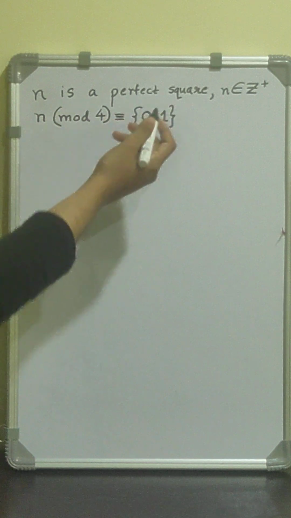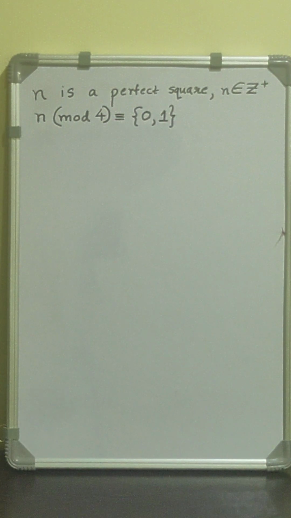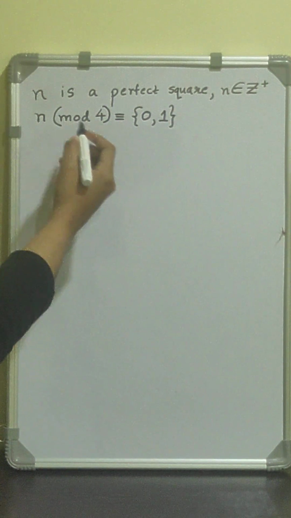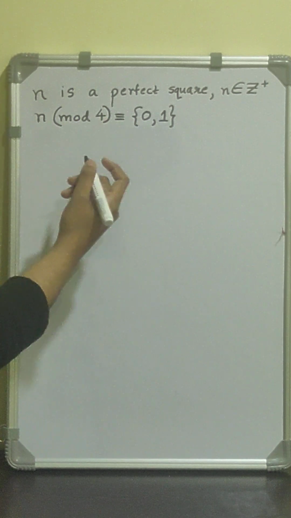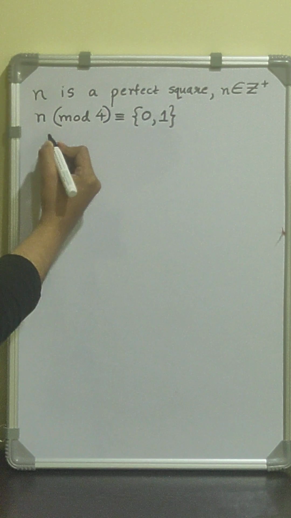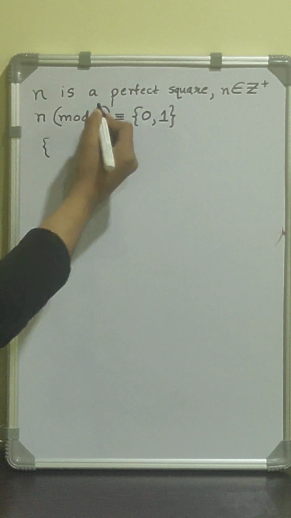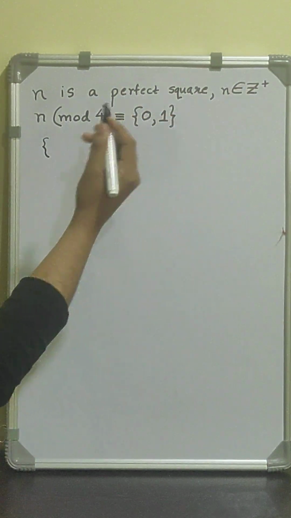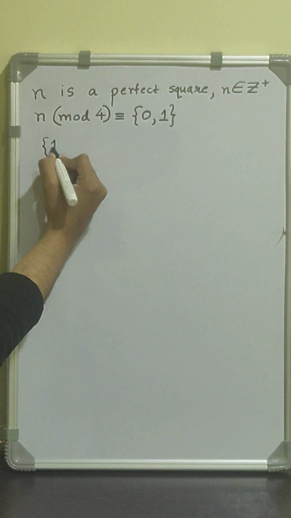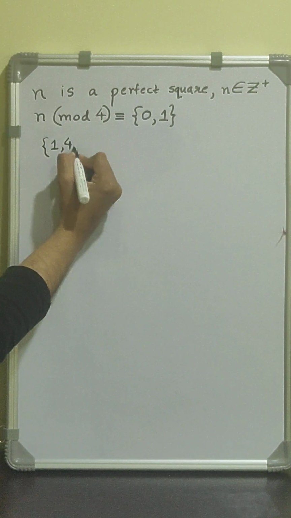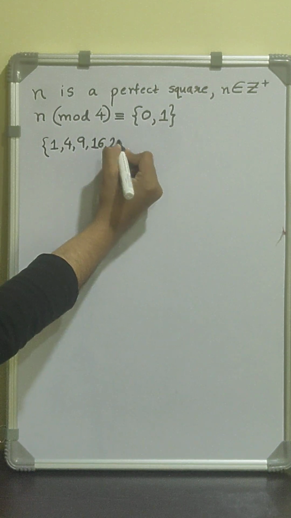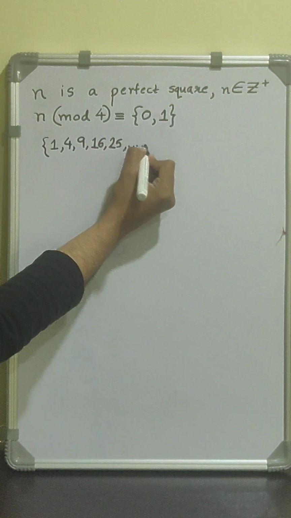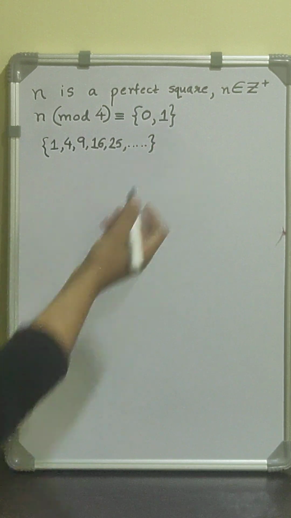And to begin with this, we can just look at examples to get an idea of things. I write here the set of perfect squares of positive integers first. That starts with 1, 4, 9, 16, 25, and so on. This goes on till infinity.